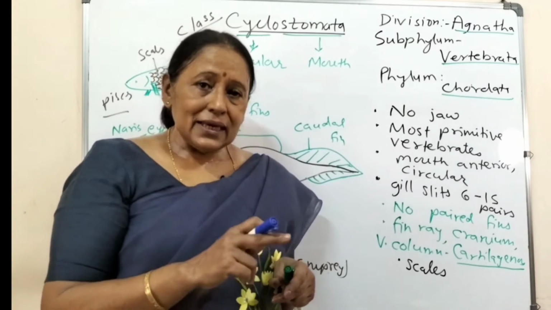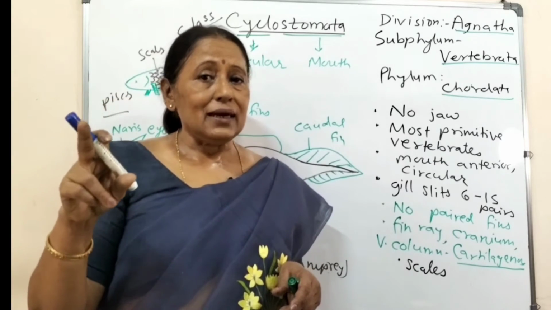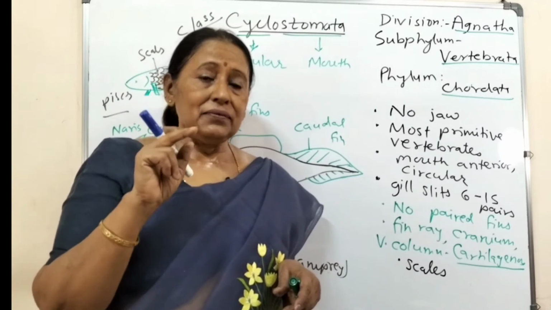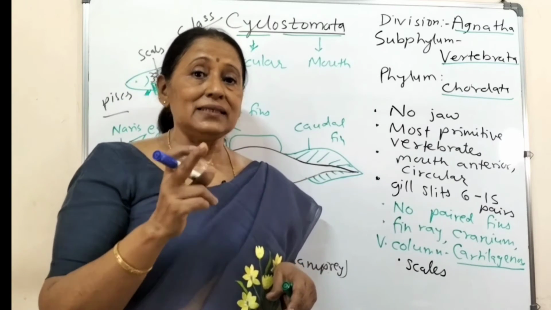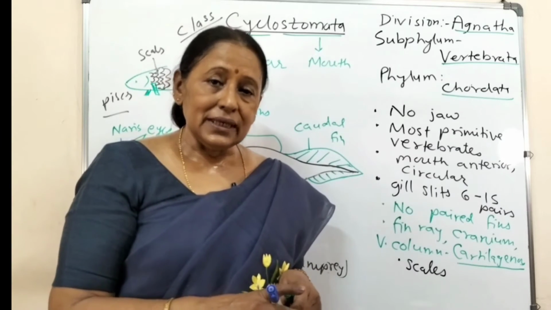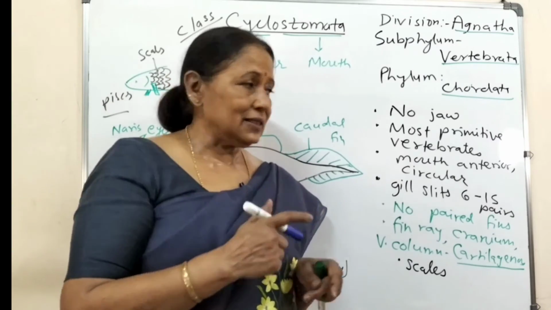This is one cartilaginous example in Agnatha. And when you come to Gnathostomata, the first class in case of Pisces is also cartilaginous. That is Chondrichthyes. So that one is cartilaginous. Here it is also cartilaginous.